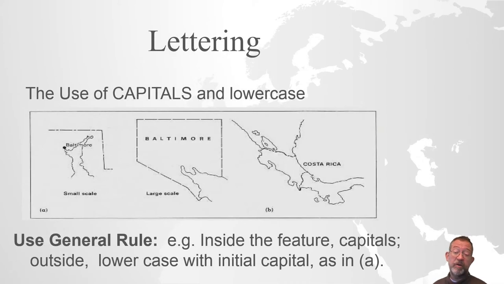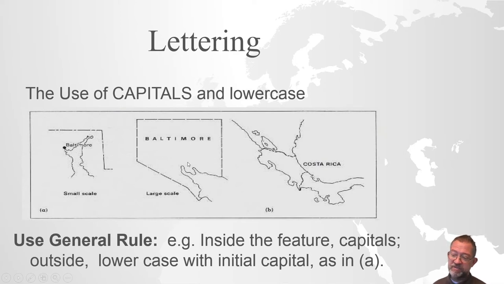There are some further rules about when we use uppercase and when we use lowercase. Classically, if we can have a label inside a feature, we'll use all caps, as in Baltimore here. If it's an object, such as here where we have the town of Baltimore, we will use a starting capital and then lowercase.